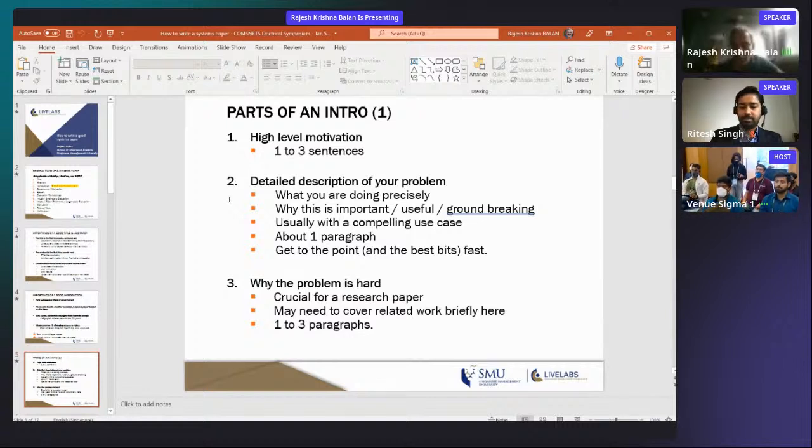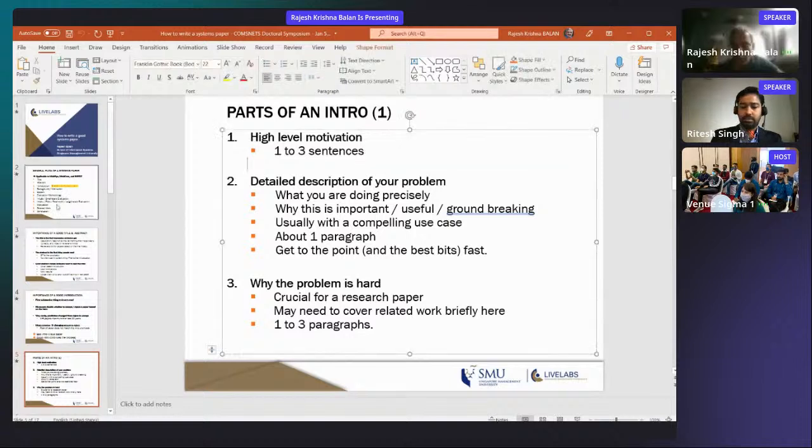I can't remember my numbering now. The first part of the intro is some high-level motivation, 1 to 3 sentences. And here, just get to the point quickly. Please don't start by saying the internet has changed the world. Everybody knows this by now. Don't say mobile phones are the next big thing. Everybody knows this by now. So get to the point. What is the high-level motivation for your paper?